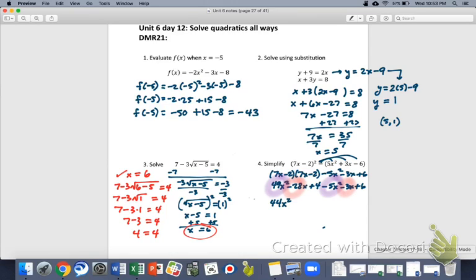And those two are also like terms, so that would be minus 31x. And then lastly, the positive 4 and the positive 6 are like terms. Adding those, I get plus 10.